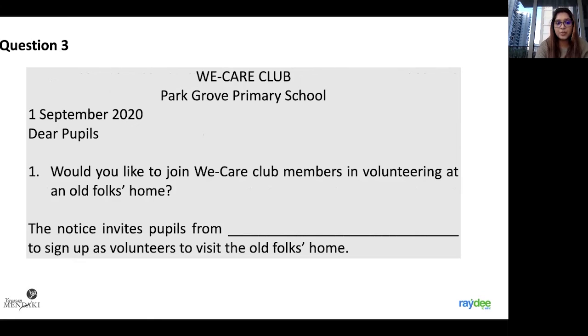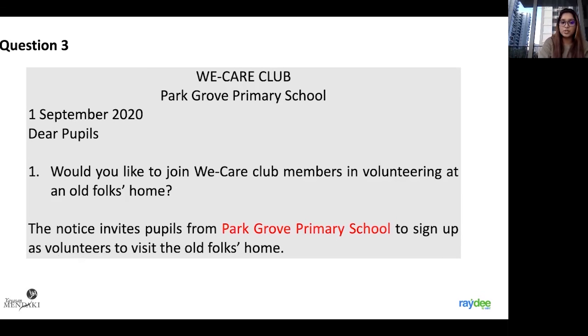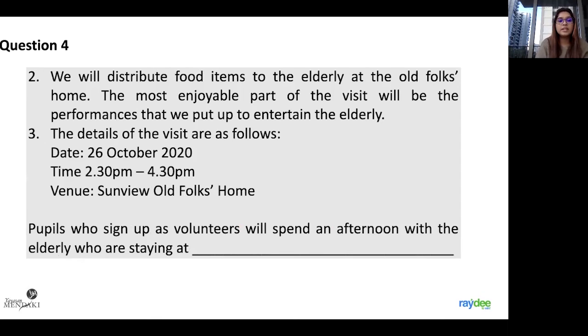For the next part, question 3 is also pretty similar. We Care Club, Park Grove Primary School, 1st September 2020, dear pupils. Would you like to join We Care Club members in volunteering at an old folks home? The notice invites pupils from where to sign up as volunteers to visit the old folks home? Pupils from Park Grove Primary School. And also the second part, we will distribute food items to the elderly at the elderly home. The most enjoyable part of the visit will be the performances that we put up to entertain the elderly.